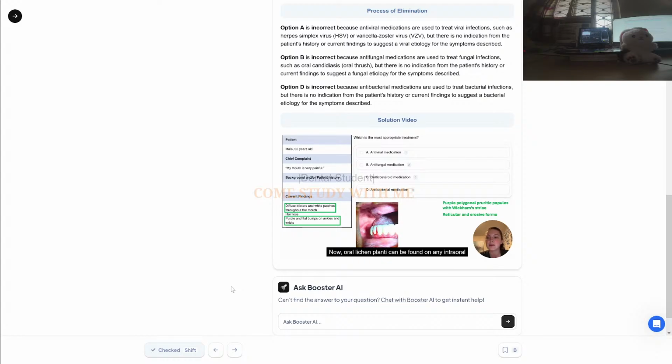Now, oral lichen planus can be found on any intraoral surface, but is commonly found on the bilateral buccal mucosa, tongue, and gingiva. Other symptoms of lichen planus include the hair loss the patient is experiencing and changes in the fingernails as well.